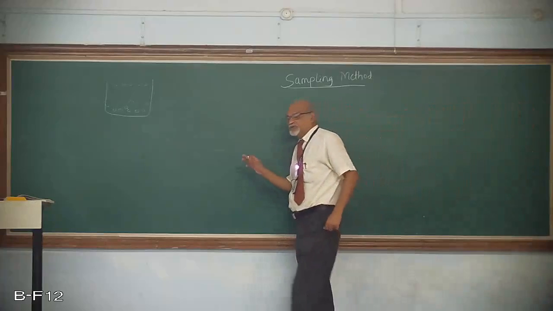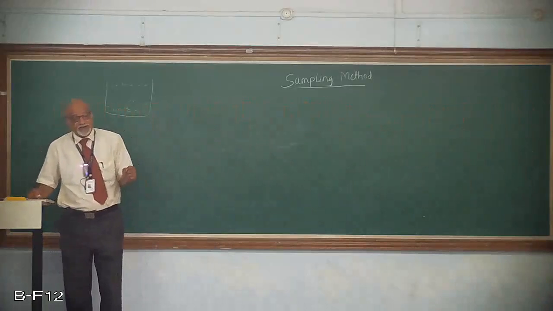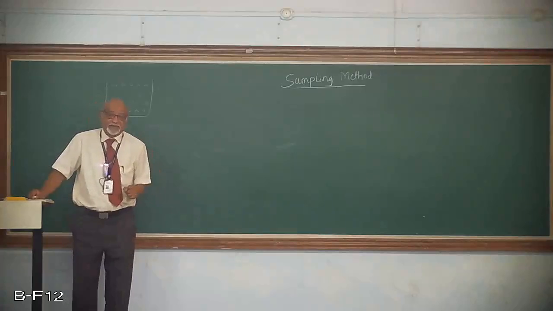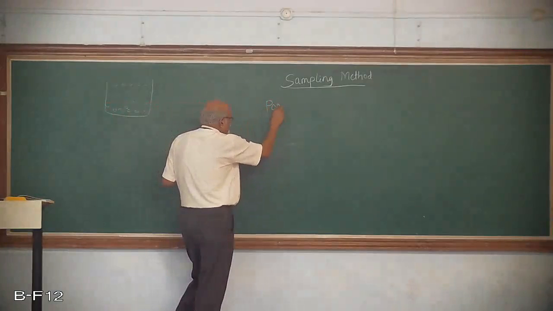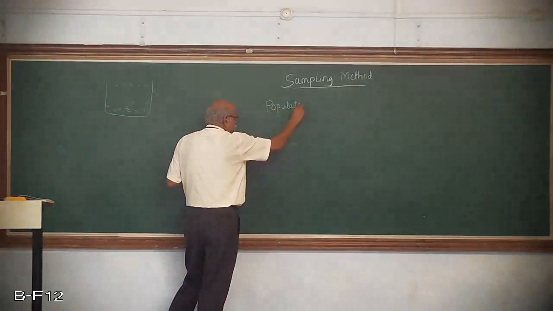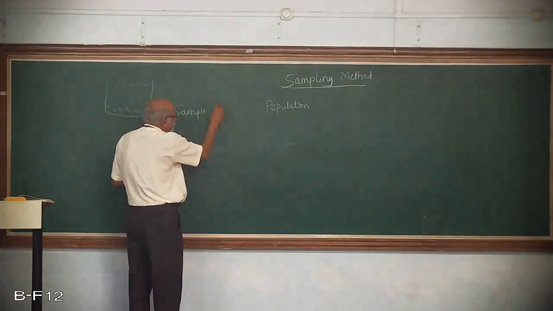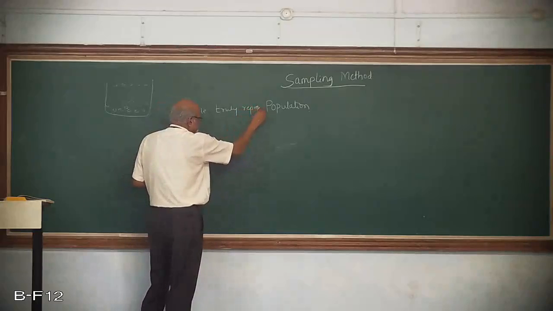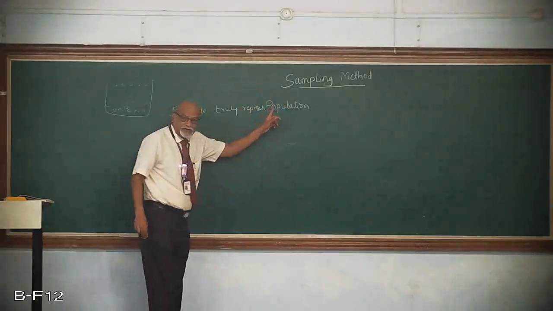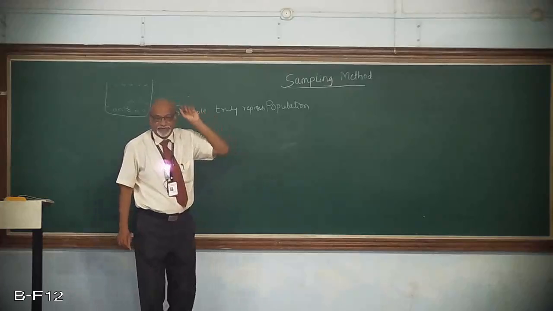So here we are going to discuss how to take out the samples so that they truly represent the population or the universe. Because what is the understanding? The sample should truly represent the population. Population is also called the universe. If so, how can we take it?